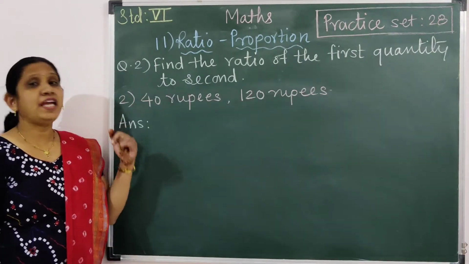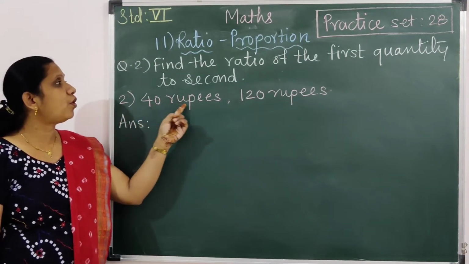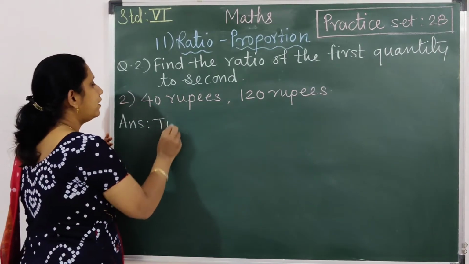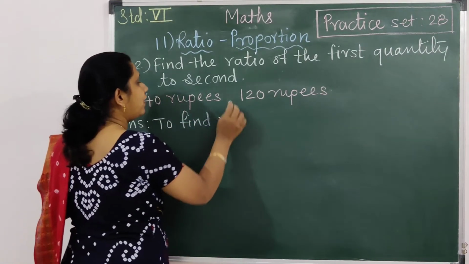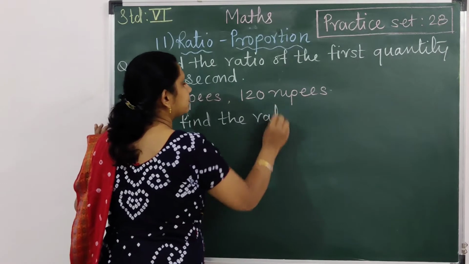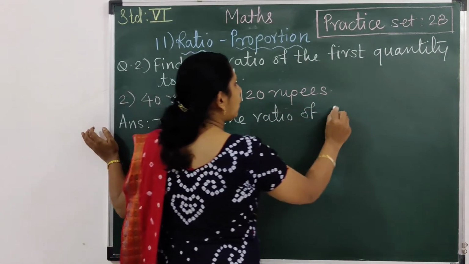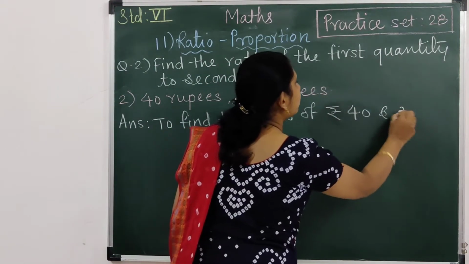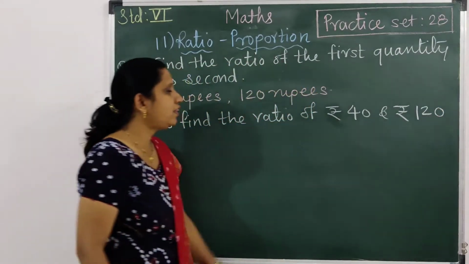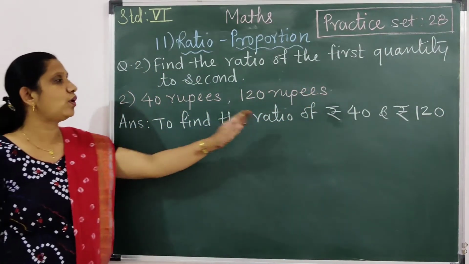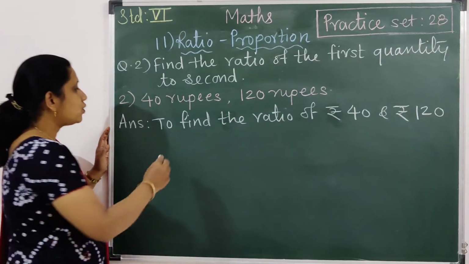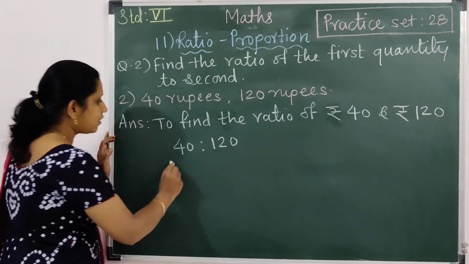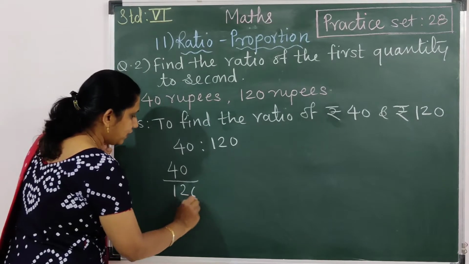Okay. Then see, in the second example it is given 40 rupees and 120 rupees. It means we have to find the ratio of rupees 40 and rupees 120. Okay, this is the symbol of rupees. You must know now how to write rupees in short. So it means 40 is to 120, right? So which is equal to 40 upon 120.